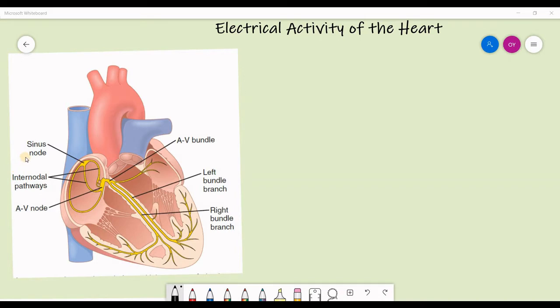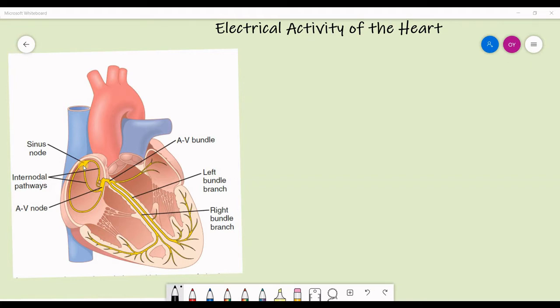Most of us know that electrical activity of the heart starts from the sinoatrial node or SA node. The SA node is a specialized cell present in the posterolateral wall of the right atrium, just below and lateral to the opening of the superior vena cava.